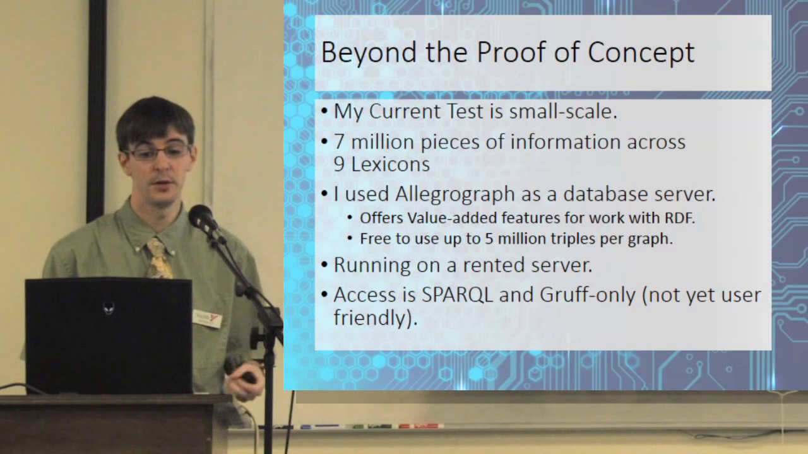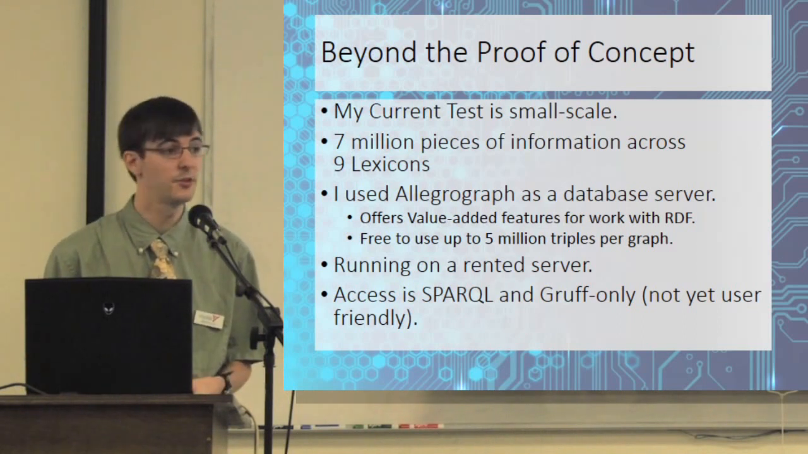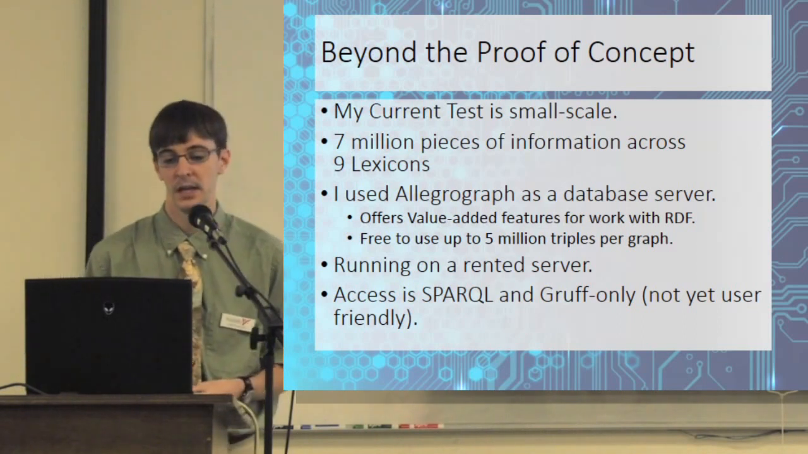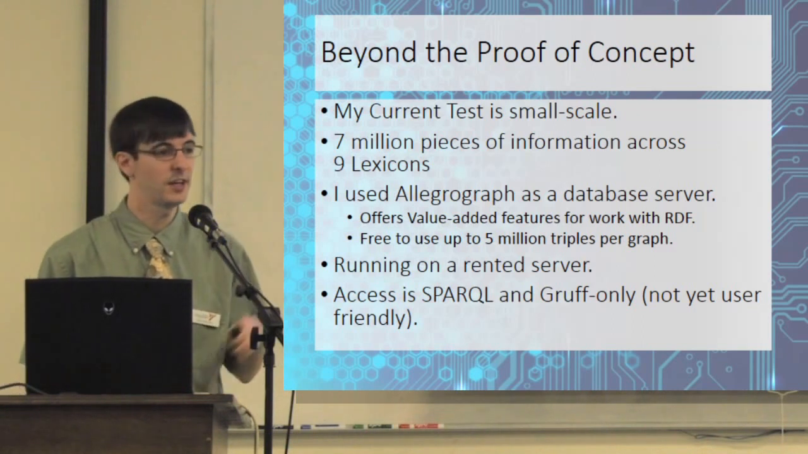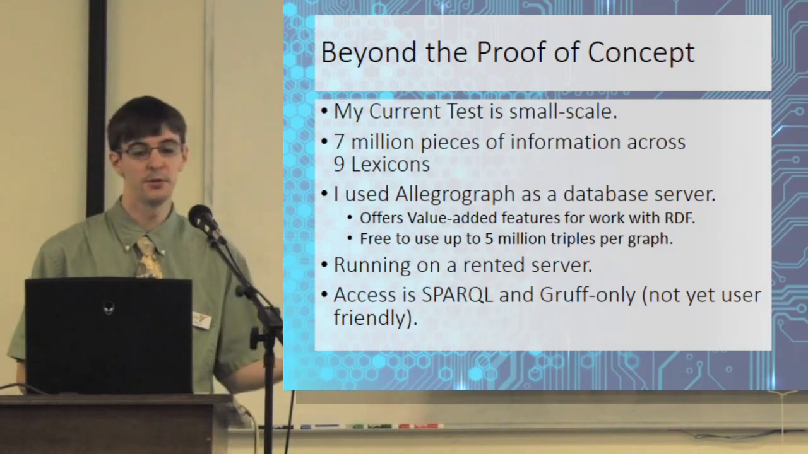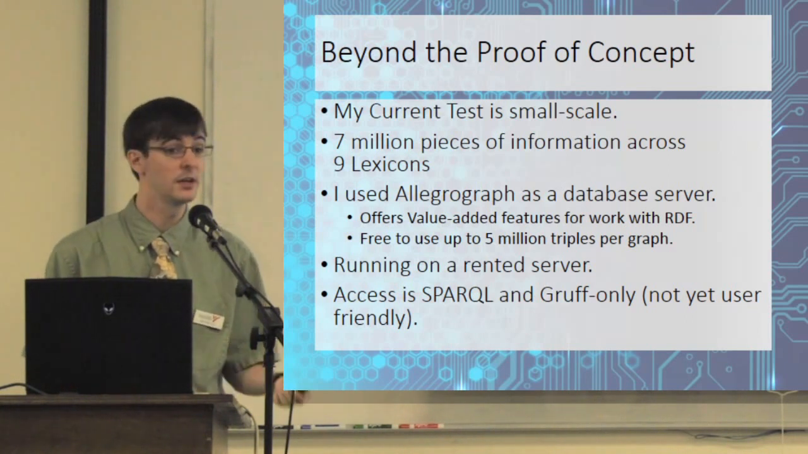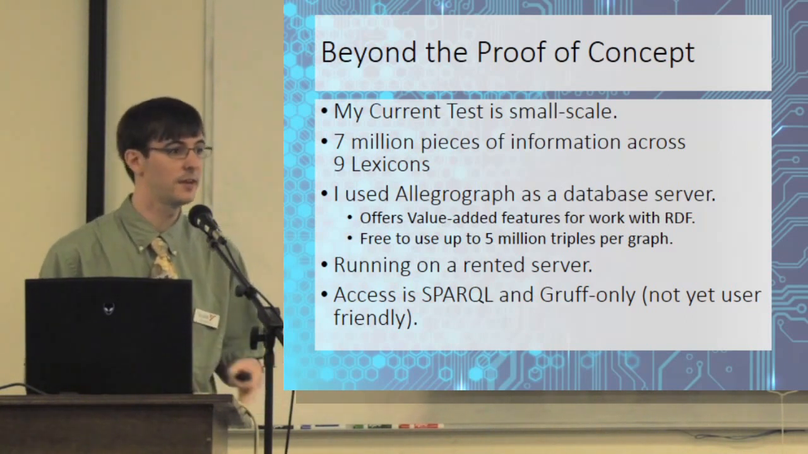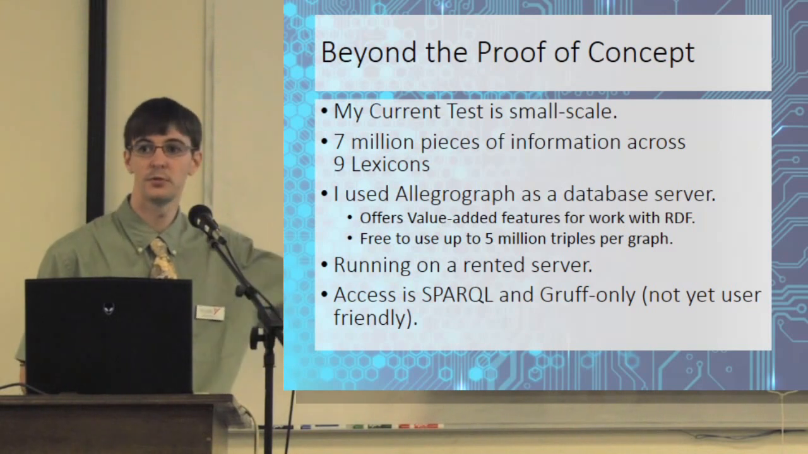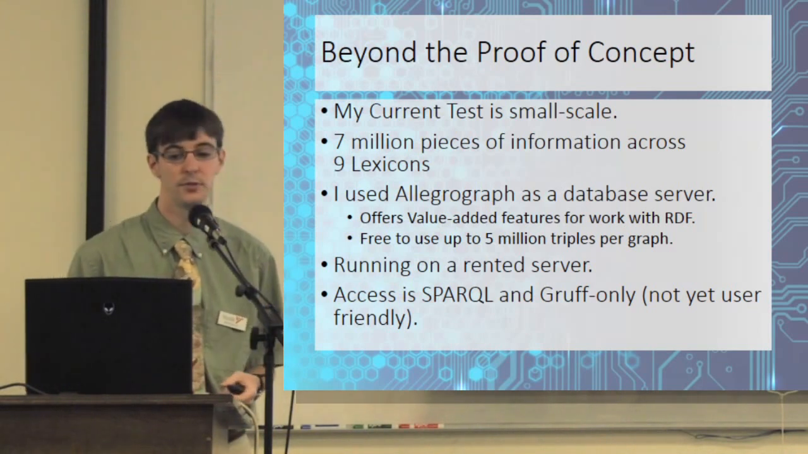My test was very small scale, 7 million pieces of information across 9 lexicons, and I used Allegro Graph, which actually has some really nice features, but it's only free up to 5 million triples per graph. And I'm running it on a rented server, and access at this point is not pretty. It's mainly that SPARQL query. It's not very simple to use.